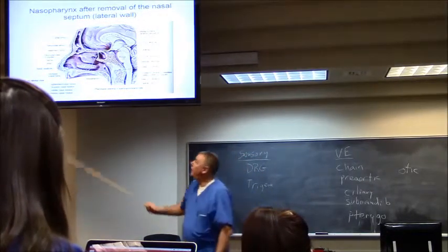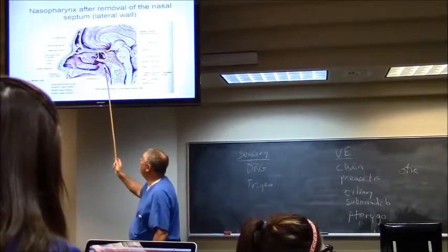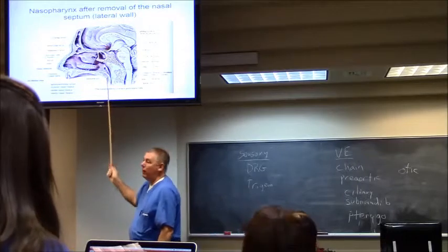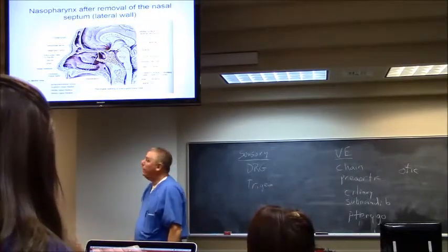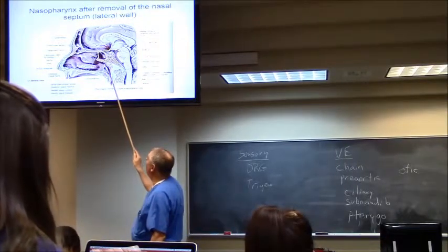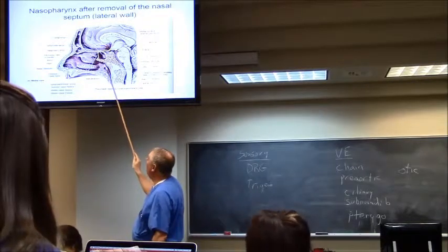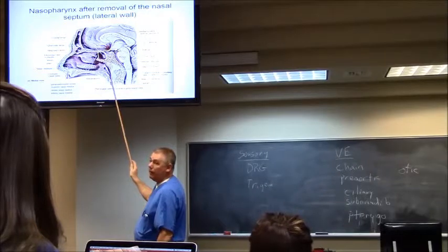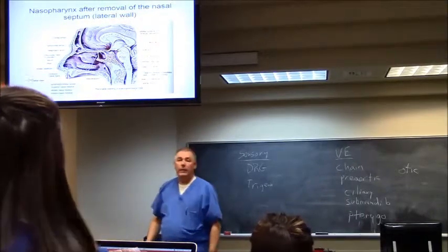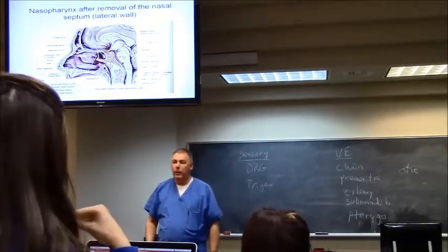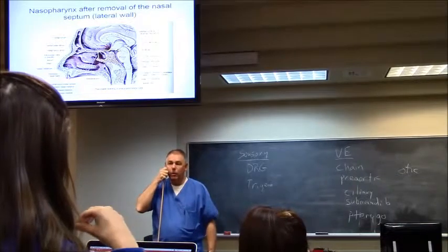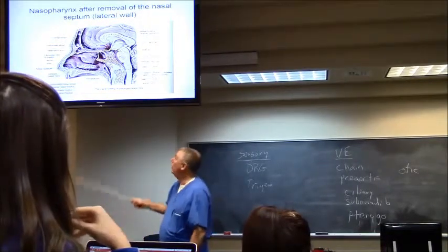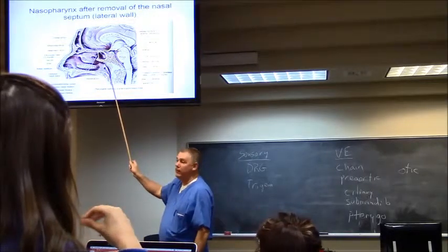Here's the opening of the eustachian tube right there, or pharyngotympanic tube, also called the auditory tube. It has a bump on it with a fold. You see that fold right there? That fold has a muscle deep to it that can contract to help close off parts of that tube and also to help elevate the pharynx.